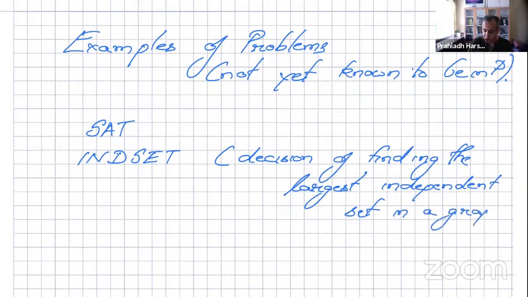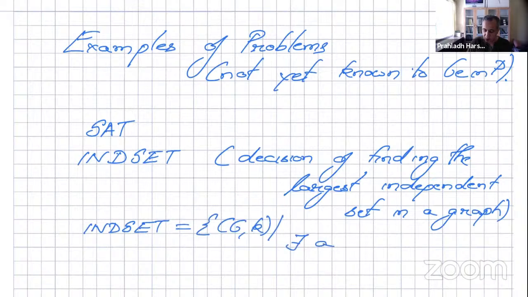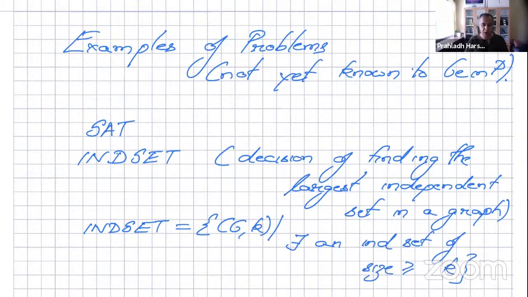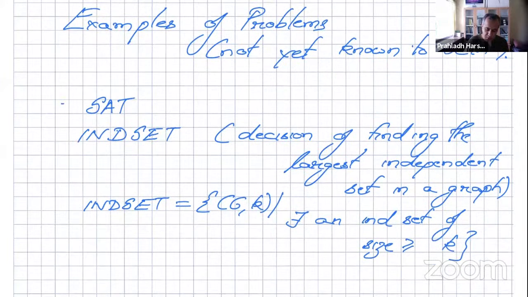And what is the decision problem I'm talking about? Ind set: you're given a graph G and a number K. You're asking whether there exists an independent set of size at least K. So this is a 0-1 problem. Given an input, you say yes or no to it. This is the decision version of the independent set problem. So this is problem one.